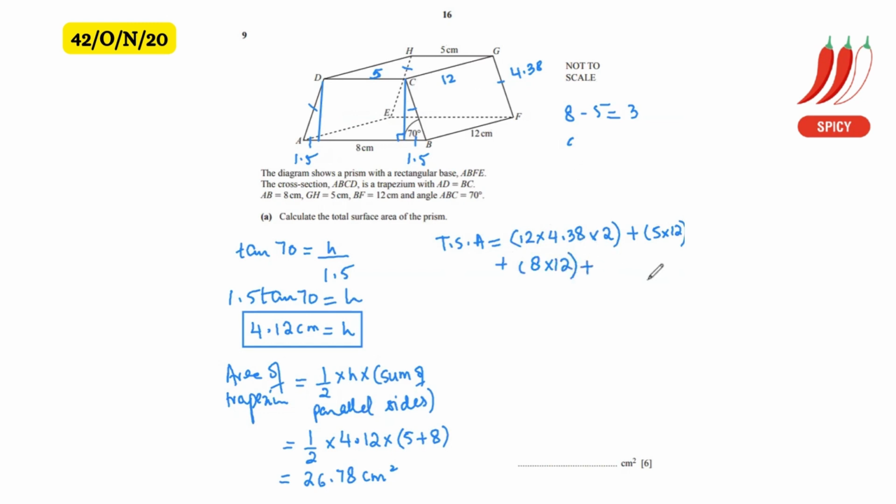And then lastly, the cross-section areas, twice of 26.78. So that's going to give us 314.68, which we can also round to 315 centimeters squared. That is your total surface area of this prism.